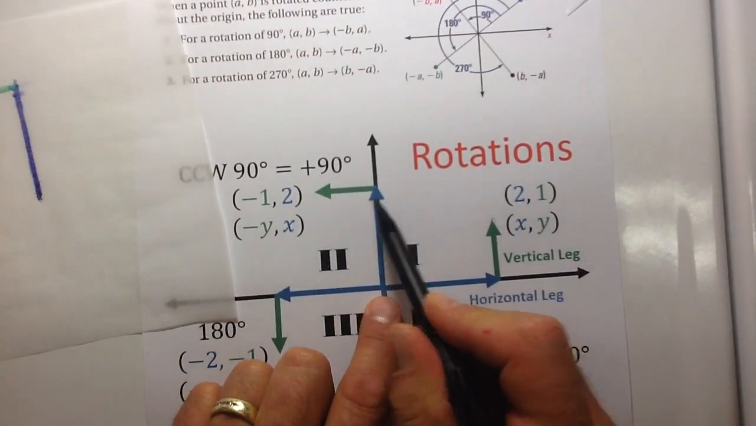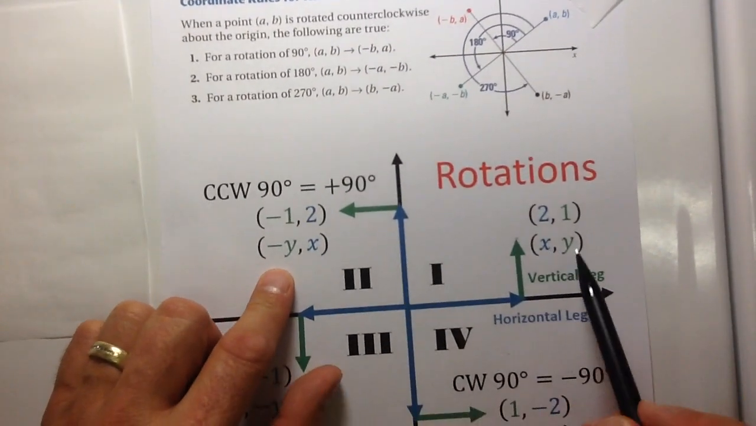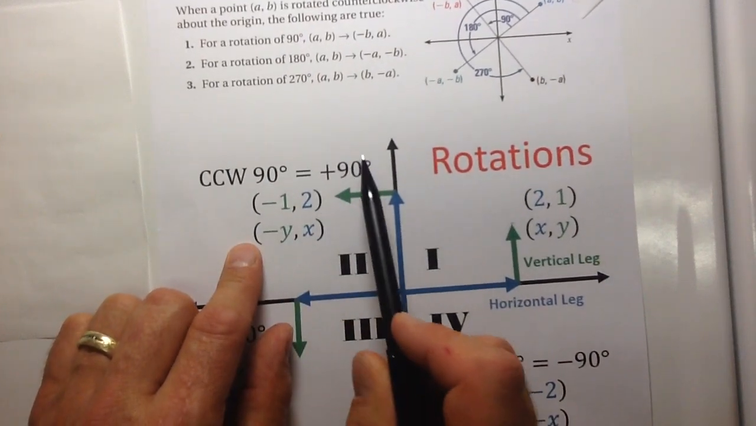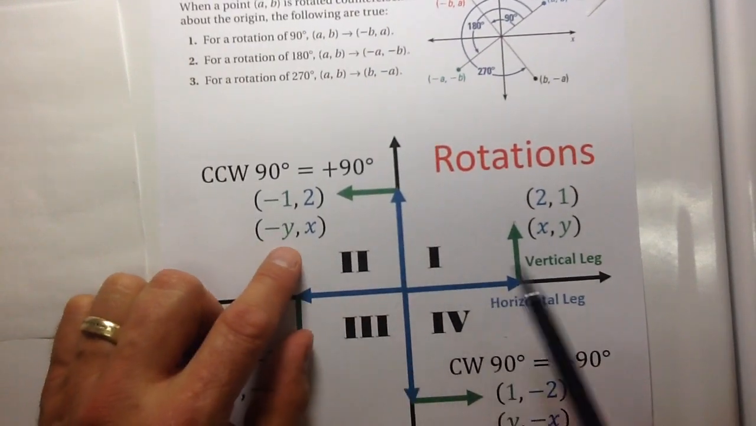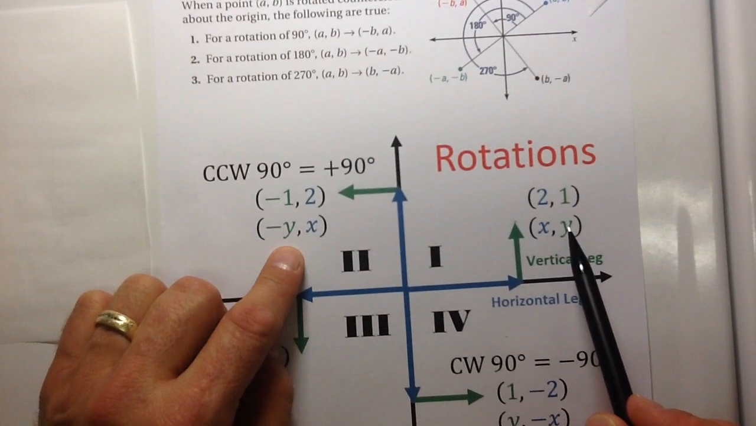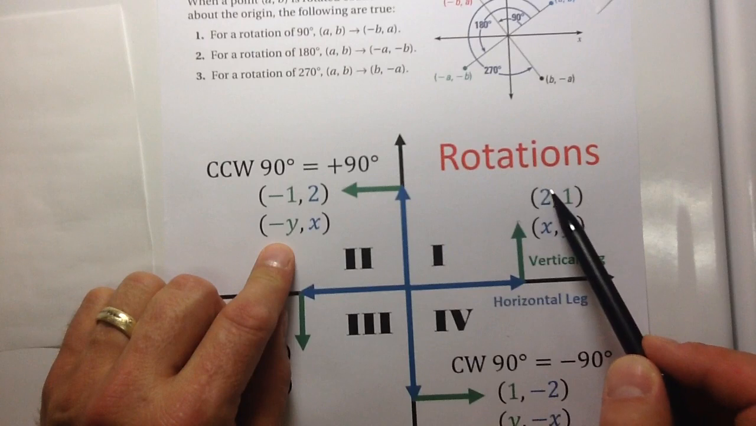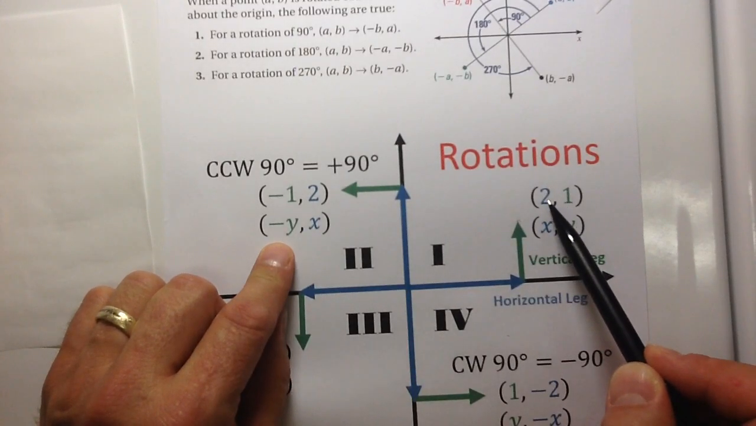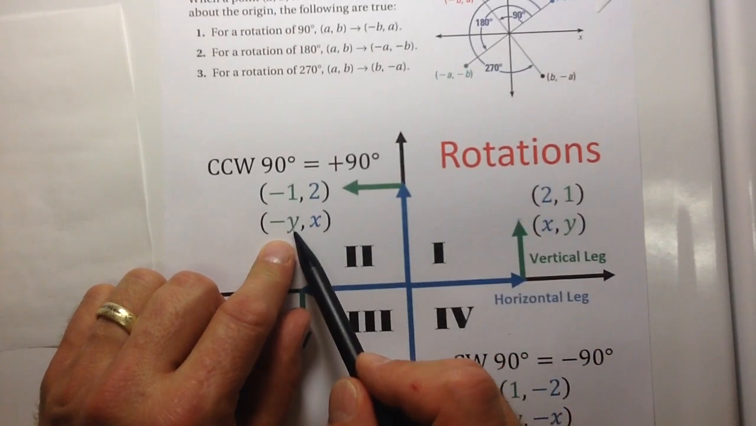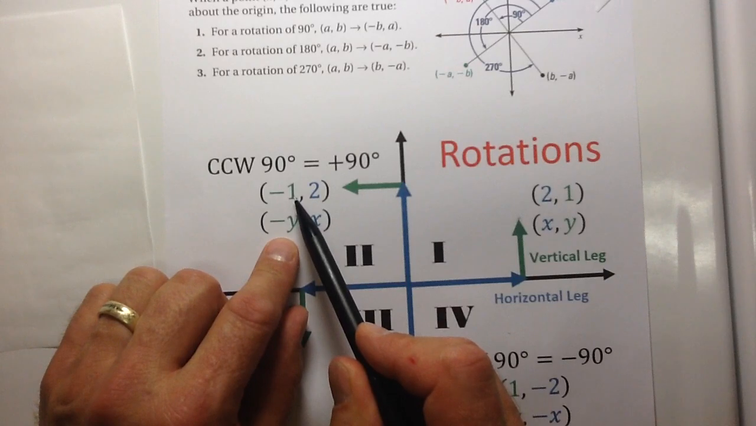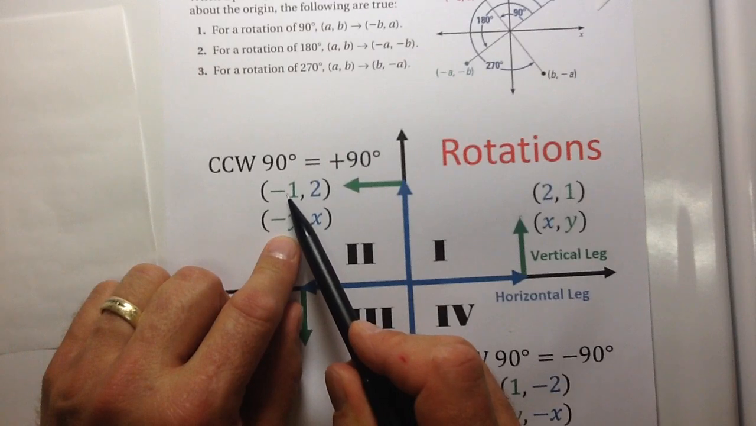So again, we go down here and then turn left. Now you can use formulas. If you want to use formulas, then a positive 90 degree rotation, which is counterclockwise 90 degrees, what you'll do is x comma y will turn into negative y comma x. So what I mean by that is what used to be the y coordinate now turns into the x coordinate, and you take the opposite of that. So if it was positive 1, it's going to turn into a negative 1.